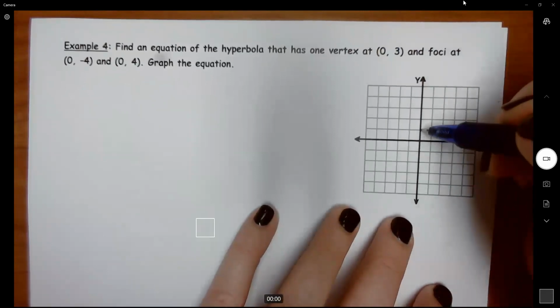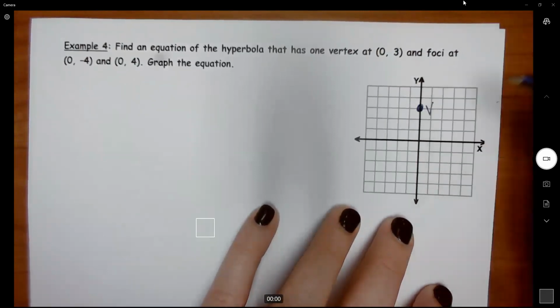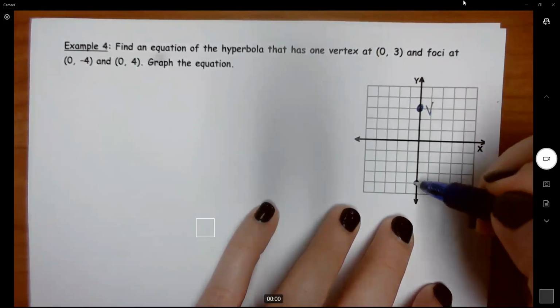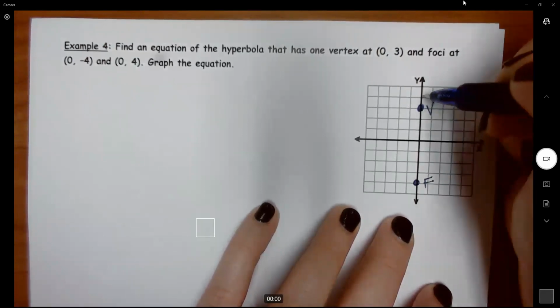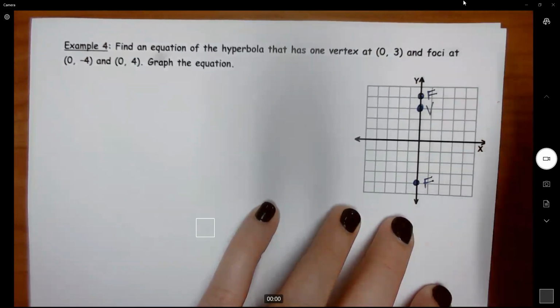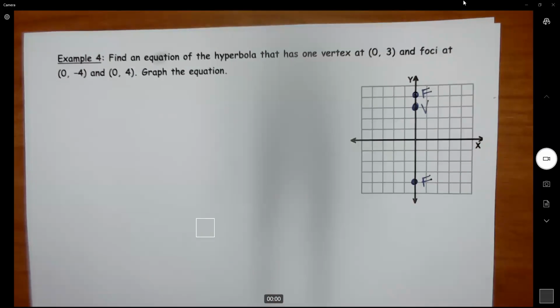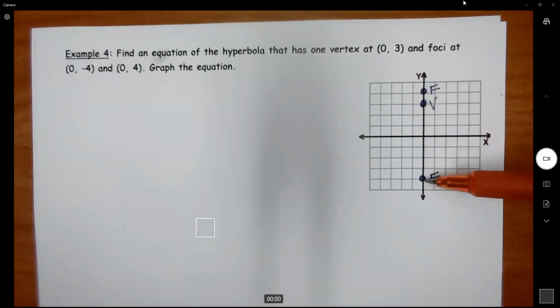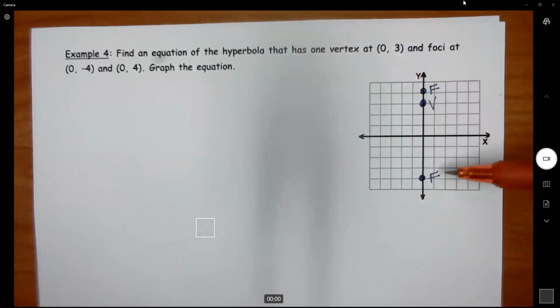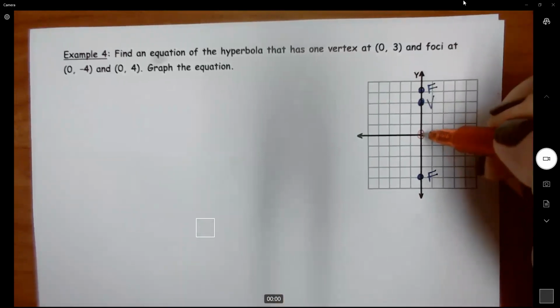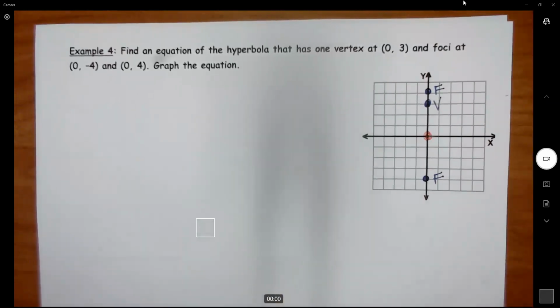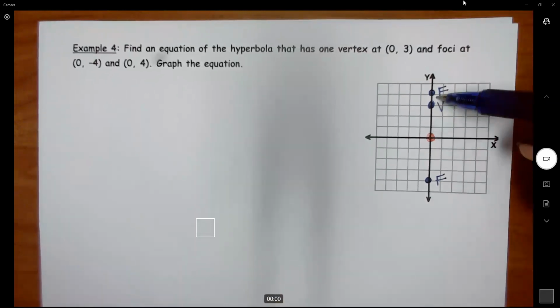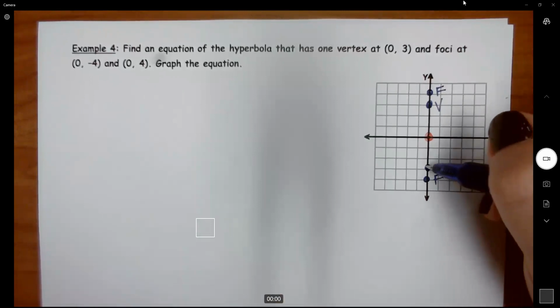Vertex 0, 3. Foci at 0, -4 and 0, 4. So they do not tell us where the center is, right? But the center is always going to be basically the midpoint between my 2 foci and really between my 2 vertices, but I don't have those. So what's the middle of my 2 foci? And that's right here in the center. So that does mean my vertex, if it's 3 up, we're going to go 3 down here.